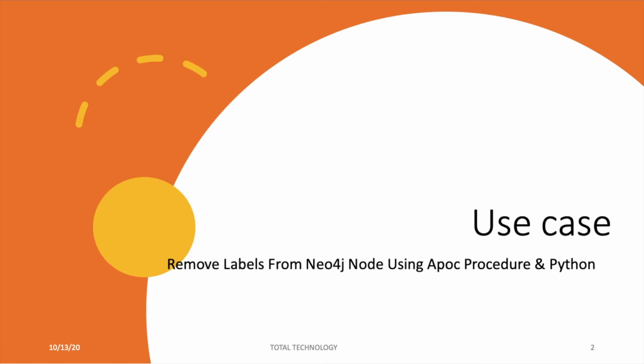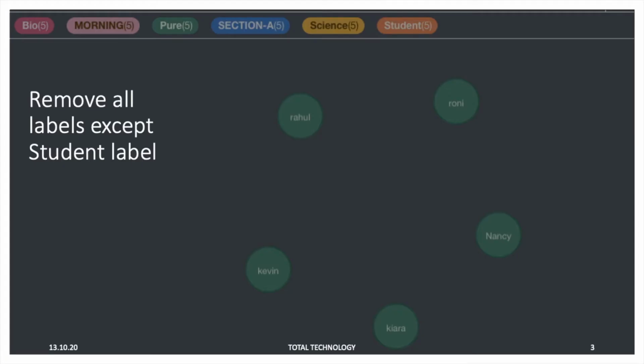So let me explain the scenario a bit more in detail. The objective of the use case is to remove labels from Neo4j nodes using an Apoc procedure and Python. This is the example graph I'll use. Here we have a total of 5 nodes: Rahul, Ronnie, Nancy, Kevin, and Kiara. The labels available are morning, pure, section, science, student, and bio. 1 2 3 4 5 6.